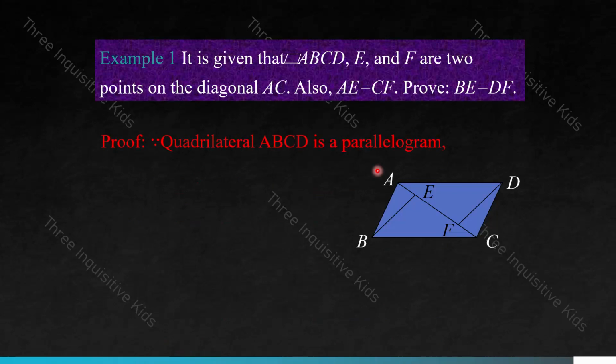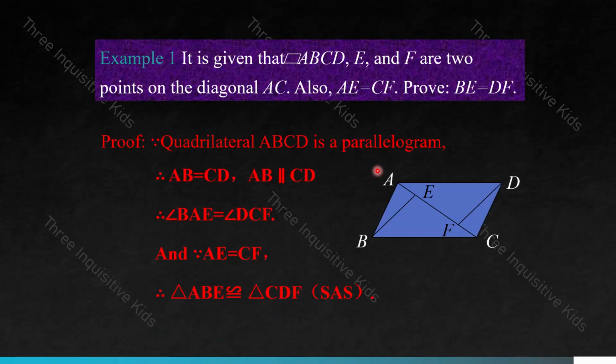Well, here's our proof. Quadrilateral ABCD is a parallelogram. Therefore, AB is equal to CD and AB is parallel to CD. Therefore, angles BAE and DCF are equivalent. And since AE is equal to CF, triangles ABE and CDF are congruent using the rule SAS, side angle side. So BE is equal to DF.